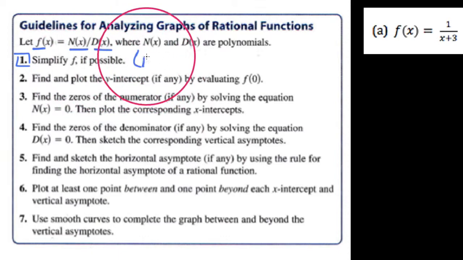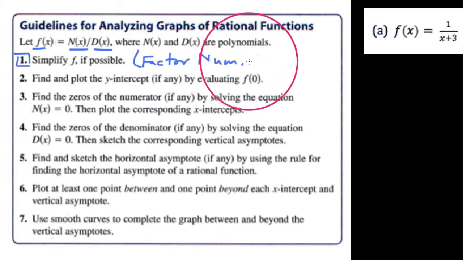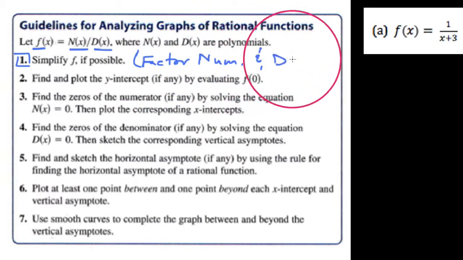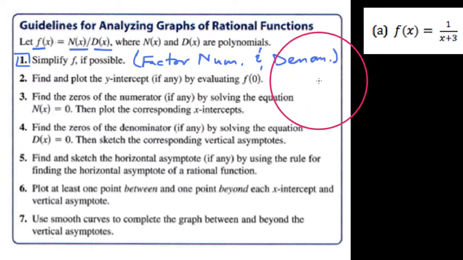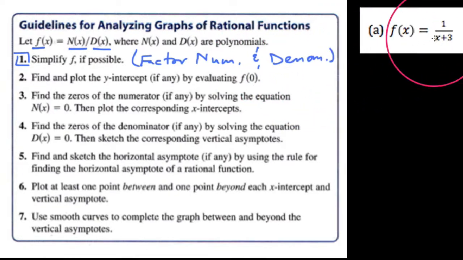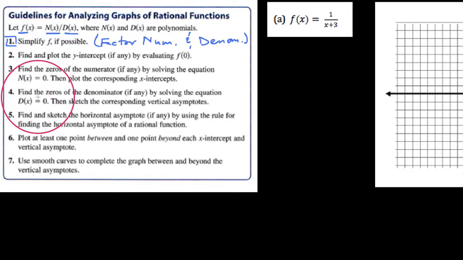And what you want to write here basically is this. So you say factor the num and the denom. And the thing that we're looking for are any common factors. We want to divide those out, okay? So we're assuming going forward that we've gotten rid of any common factors before we do any of these other things, okay? But step two, it says, all right, let's find and plot the y-intercept, if any, by evaluating for f of 0, essentially. We say the y-intercept is always what you get when you plug in 0 for x, okay? So we're just going to list these things out here, and I'll even put them in order.